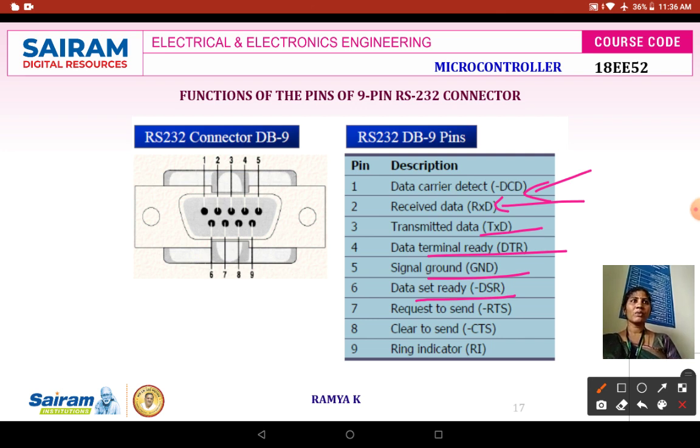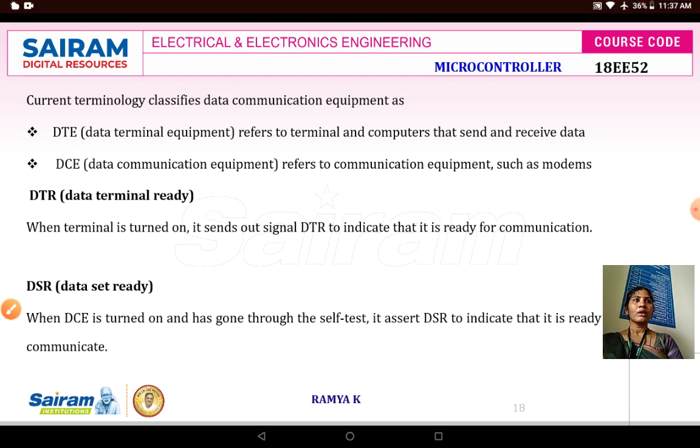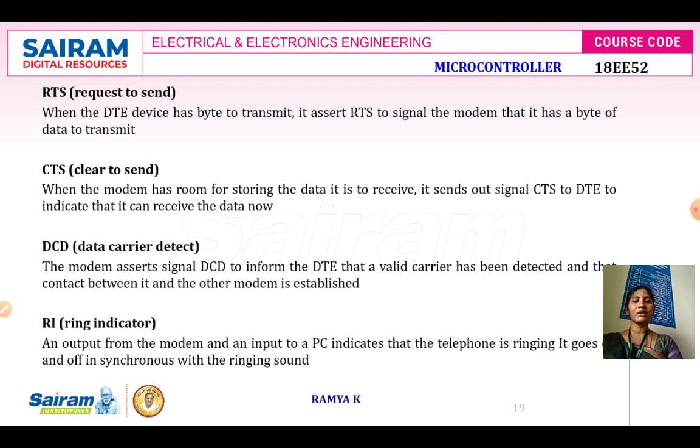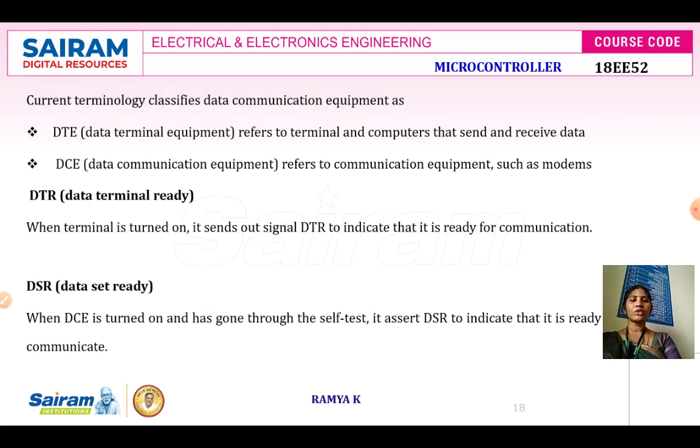And the ninth pin is your ring indicator. So all these things we have discussed in the previous class, and how exactly the flow of data is going to be in case of RS-232. Next, we are going to see how exactly you are going to connect. All these things, as in the previous class, I have discussed with an explanation and with an example. Now in this class I am going to establish a connection between your 8051 and RS-232.